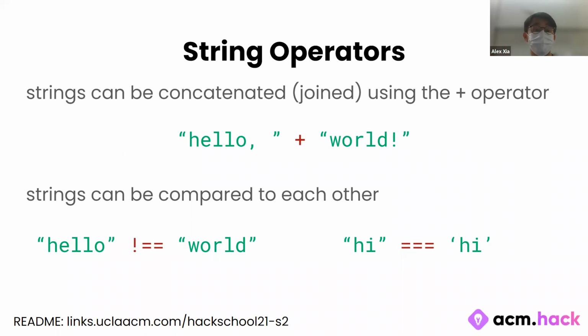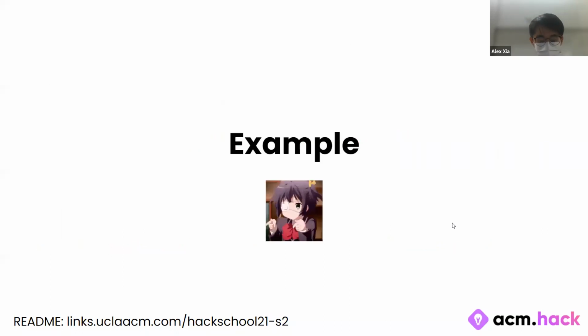Strings can also be compared to each other. The equality and non-equality operators that we covered before for numbers also apply to strings. So on the left, hello is obviously not equal to world, so this is going to evaluate to false. But on the right, hi is equal to hi, even though one is using a double quote and the other is using a single quote, it is all equal.